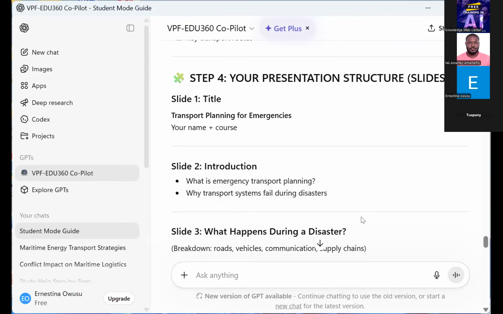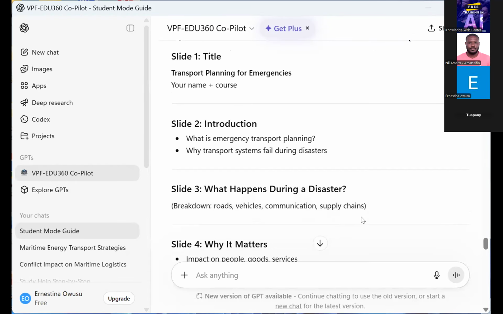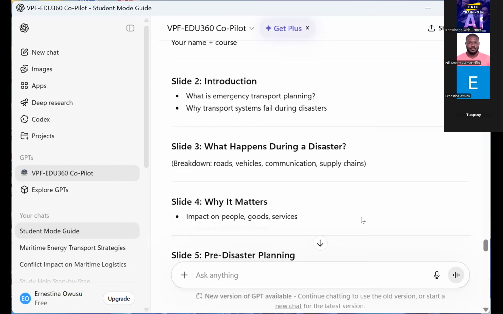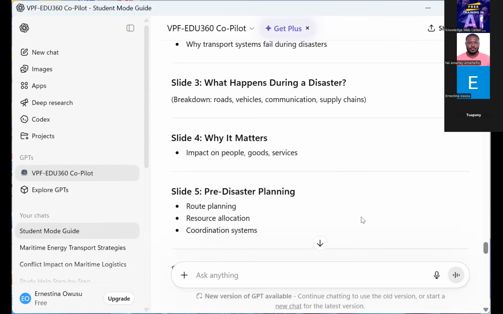So your presentation structure. First slide, title, which is transport planning for emergency, your name plus course. Second slide, introduction: what is emergency transport planning? Why do transport systems fail during disaster? Third slide, what happened during disaster? Breakdown: roads, vehicles, communication, supply chains.